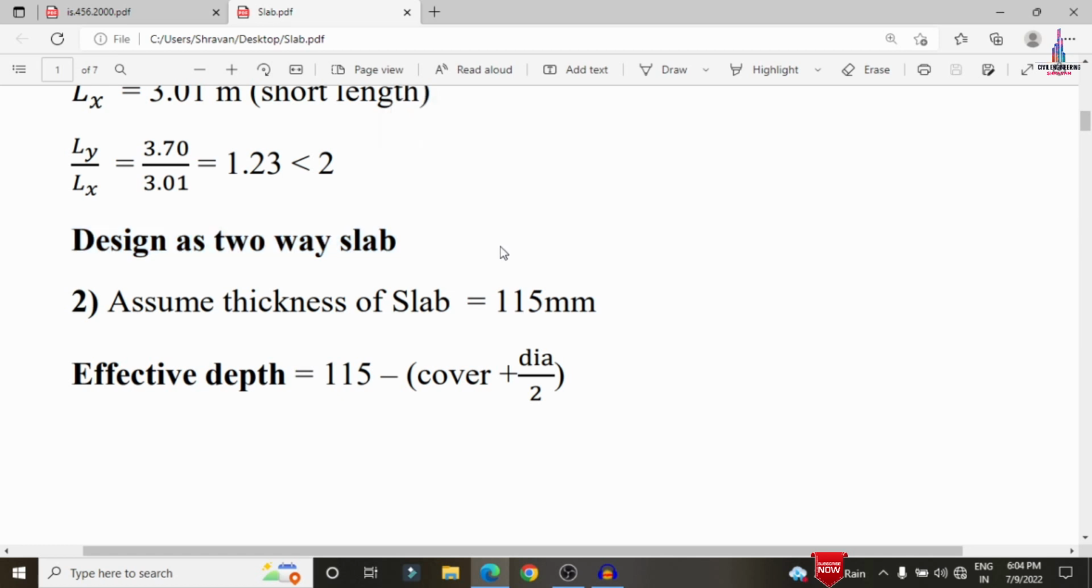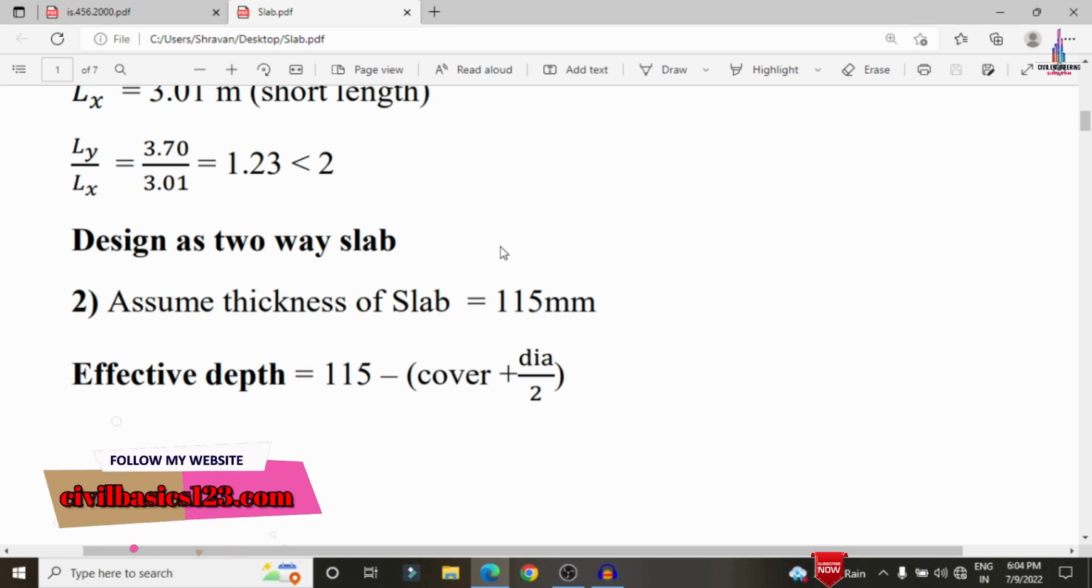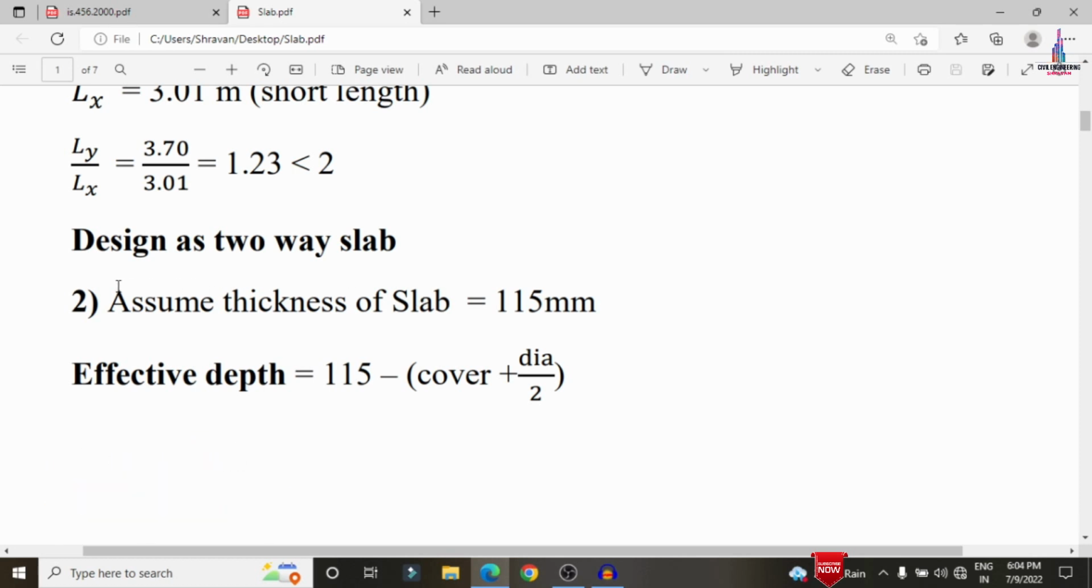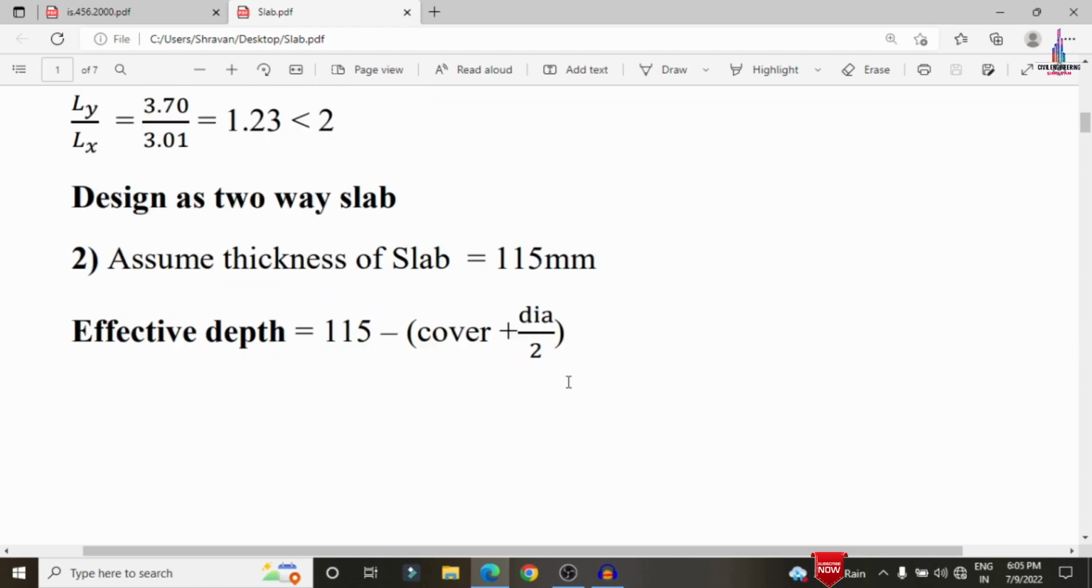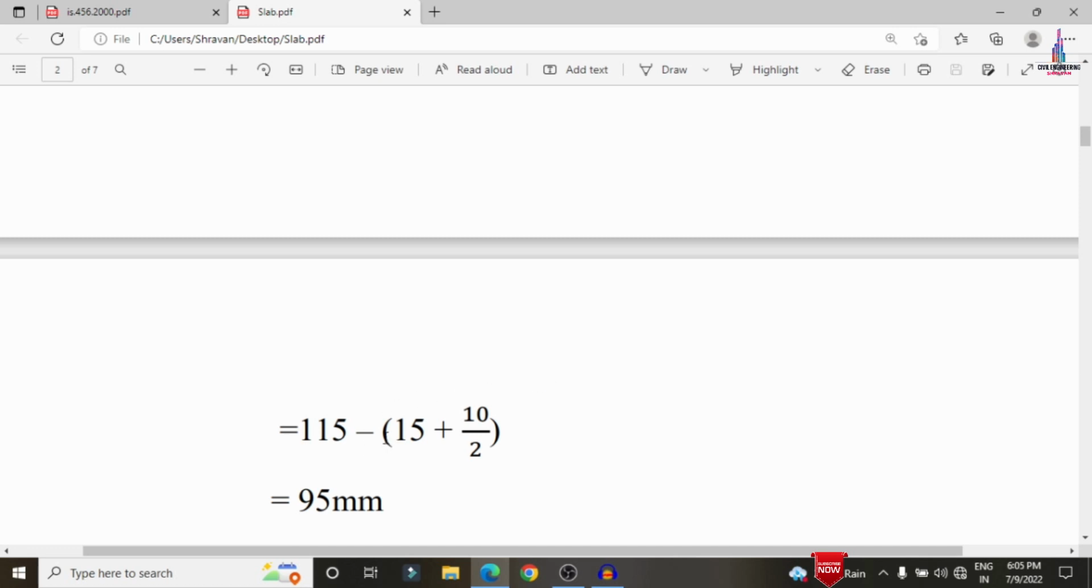The second step is to calculate the effective depth. Before calculating the effective depth of any kind of slab, initially we need to assume the thickness of the slab. Here I am assuming the thickness of the slab is approximately 115 mm. Effective depth is approximately equal to assumed thickness minus cover minus diameter of the reinforcement bar divided by 2. This is the formula we consider from the IS codal provision standard system. Substituting the values, I am assuming the cover is 15 mm and the diameter of the bar is 10 mm. So 115 minus 15 minus 10 by 2 gives a value of 95 mm. This is the second step.